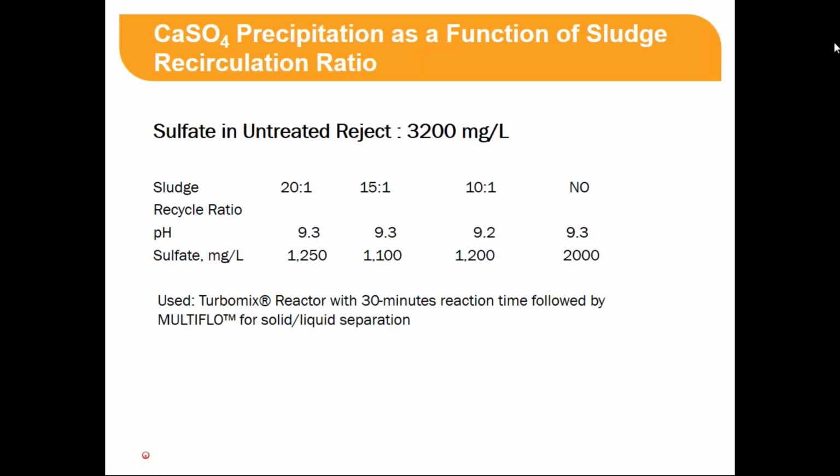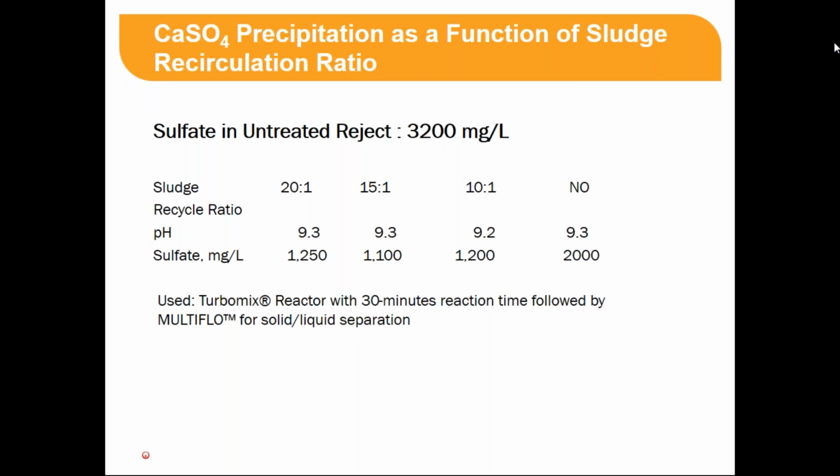So this slide shows the importance of sludge recirculation as a function of calcium sulfate or sulfate removal. So what is a sludge recirculation ratio? It's the pounds of calcium sulfate in the recycled sludge to the pounds of calcium sulfate produced in fresh sludge. So for example, if I say a 10 to 1 sludge recirculation ratio, that means 10 pounds of calcium sulfate in the recycled sludge to 1 pound of calcium sulfate in the freshly produced sludge.